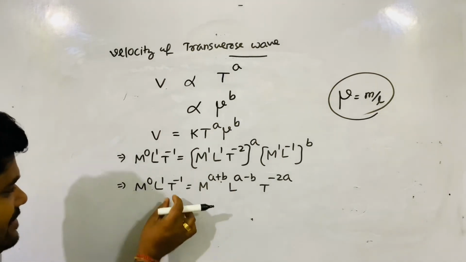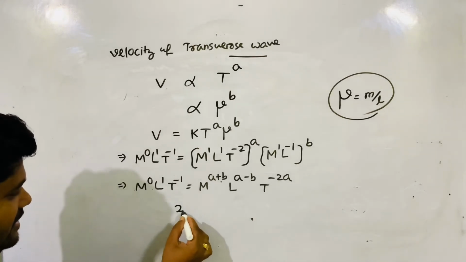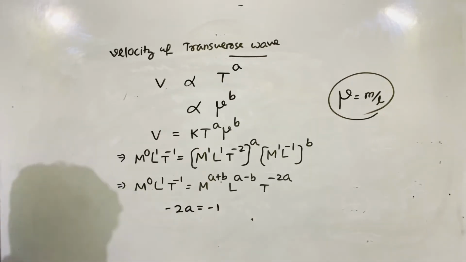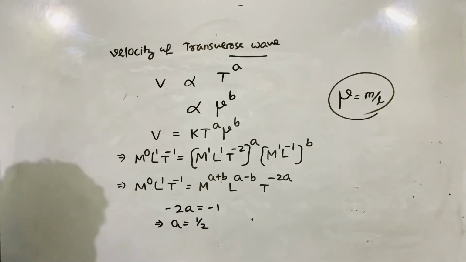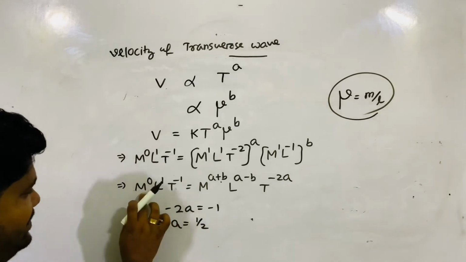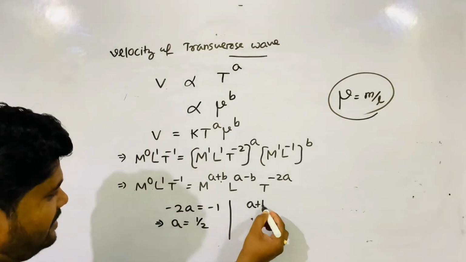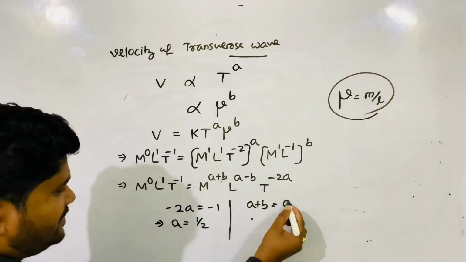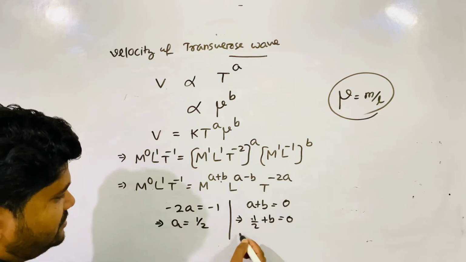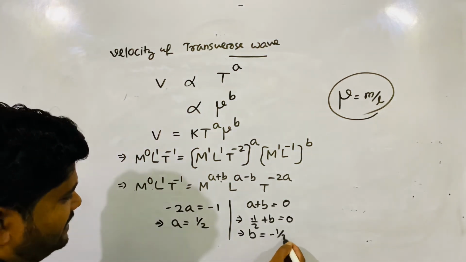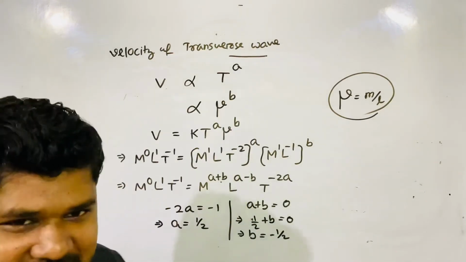Let's compare the dimension of T first. Minus 2a is equal to minus 1, so a is equal to half. Then compare M. Here the power is 0 and there the power is a plus b, so a plus b is equal to 0. a is half, so half plus b is equal to 0. Then b is minus half. Got it? I hope you also got this answer.